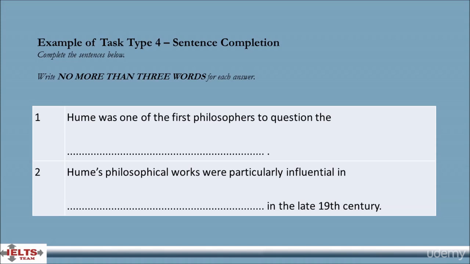The words should be taken directly from the listening text and written in the space on your question paper to be transferred later. If you write more than the number of words asked for, you will lose the mark even if your answer includes the correct word.